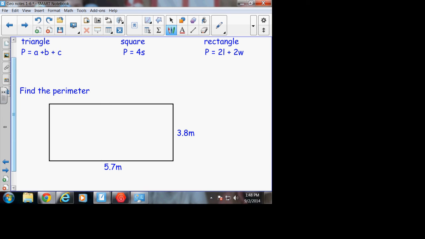Oh. How do we find the perimeter? You add them up and times it by 2. Is that right? No. How do you use the formula to find it? Which formula do we use? 2L plus 2W. The rectangle. 2L plus 2W. What's 2 times 5.7? 11.